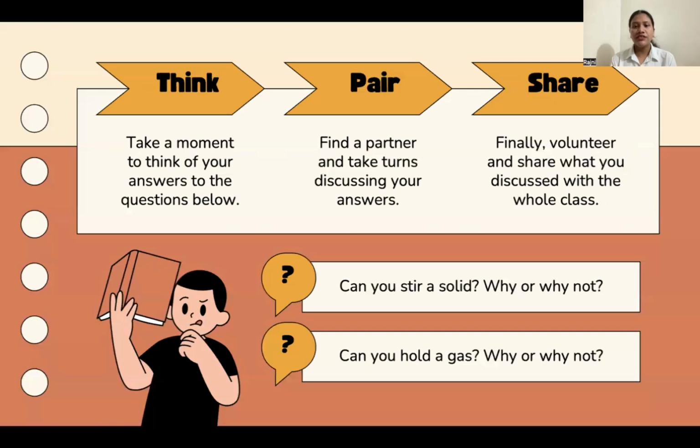So, here are the two questions which we put at the start of the video. Hope you all have hypothesized the answers to these questions. First question goes like this. Can you stir a solid? Why or why not? As we have already discussed under the properties of solid, the particles are closely packed to one another and they have little to no space between them. So it is not possible to stir a solid.